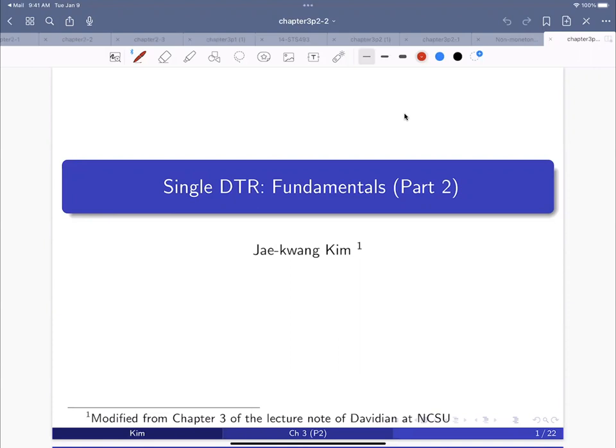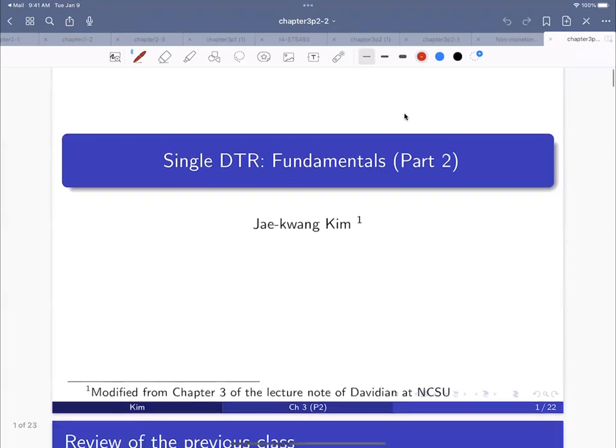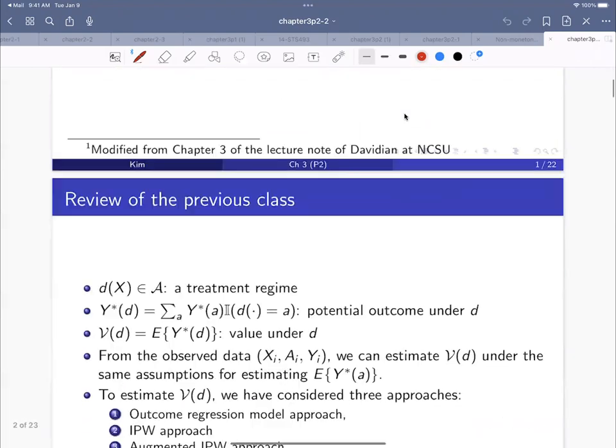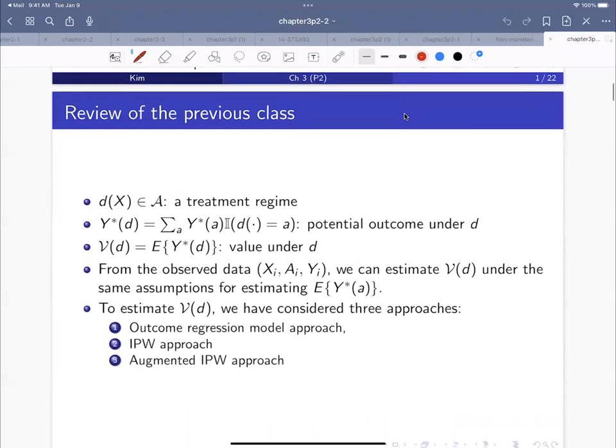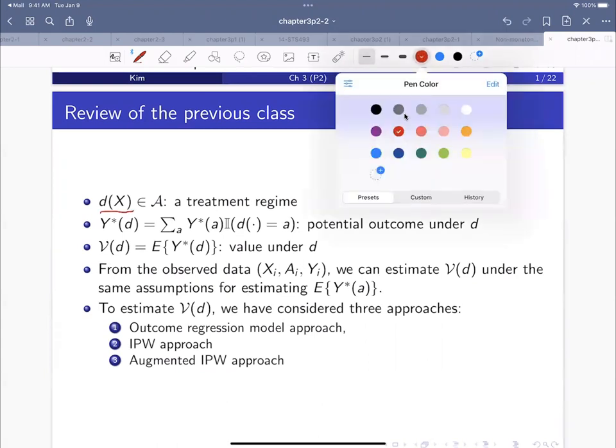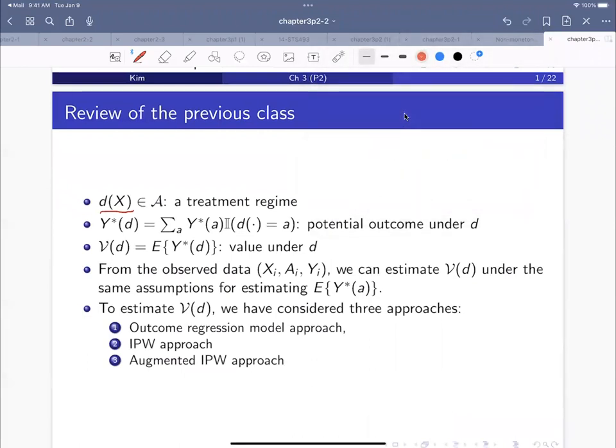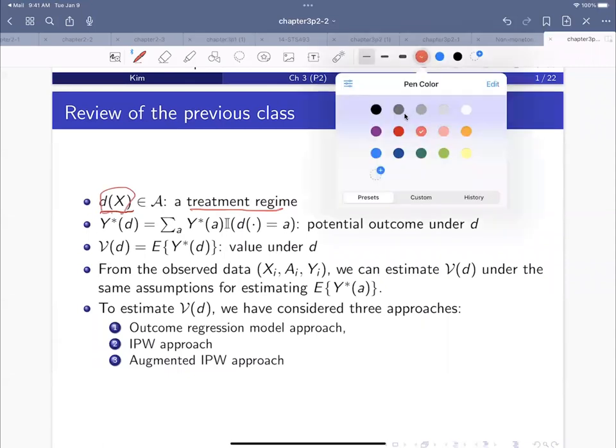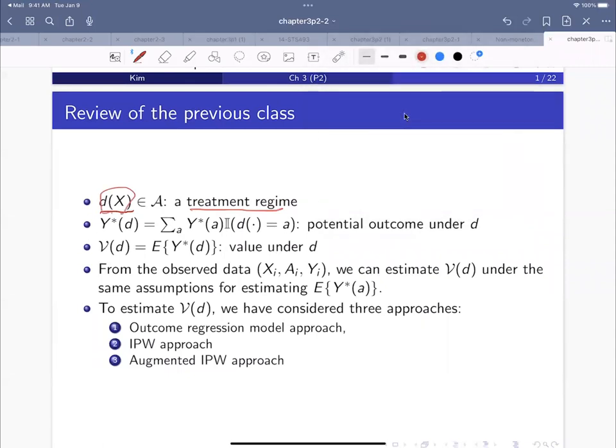Hi, now we'll continue studying single DTR. So let's first review what we studied in the previous class. So d(x) is a treatment regime, and from d we can derive the potential outcome.